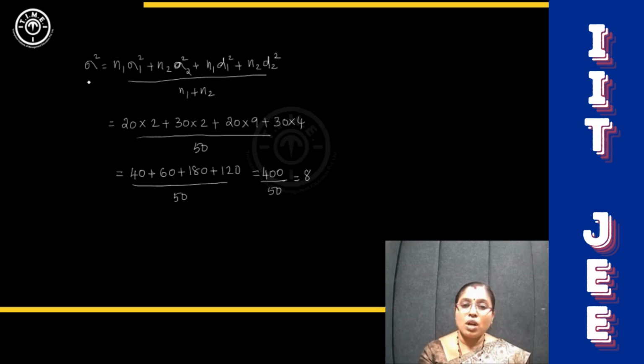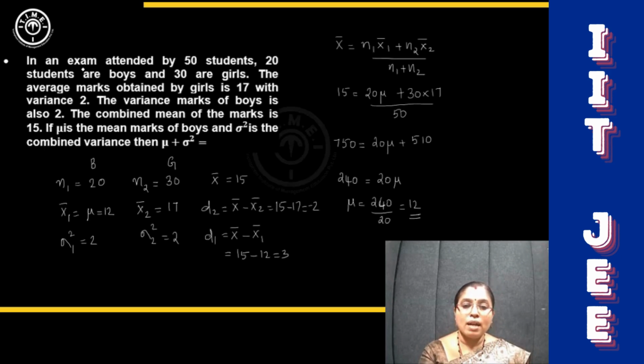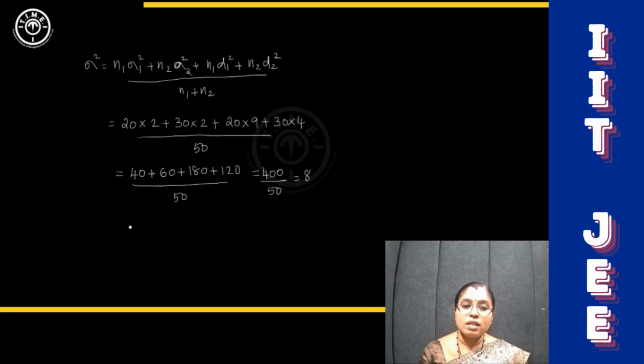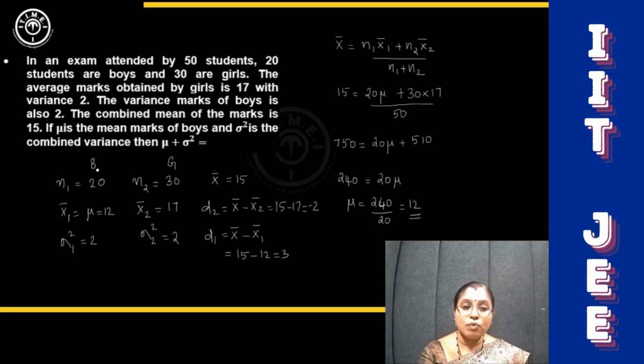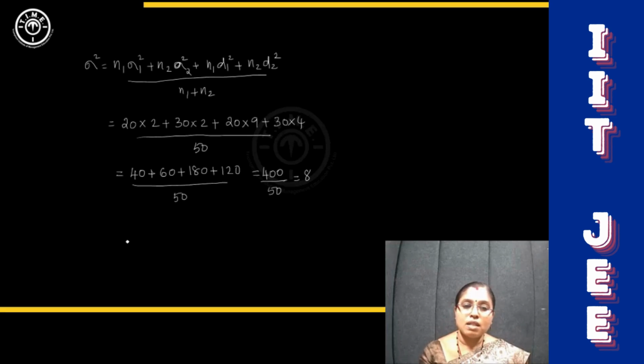So we already got mu is equal to 12 and sigma square is equal to 8, and we have to find out mu plus sigma square. So mu plus sigma square is equal to 12 plus 8. So our required answer is 20.